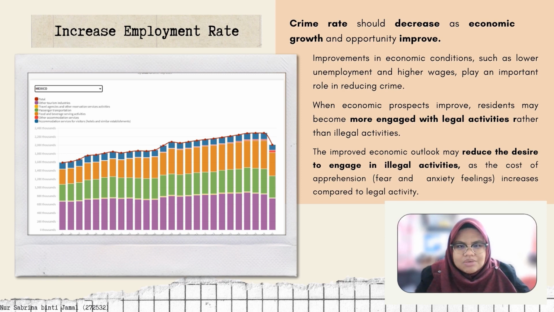First, as their economic prospects improve, residents may become more engaged with legal activities rather than illegal activities. Second, an improved economic outlook may reduce the desire to engage in illegal activities as the cost of apprehension increases compared to legal activity. What causes apprehension? Possible causes include environmental stressors such as difficulties at work.